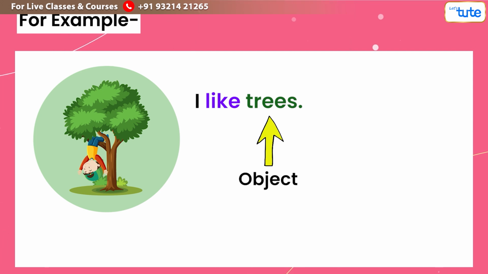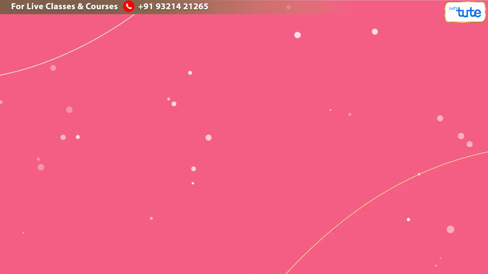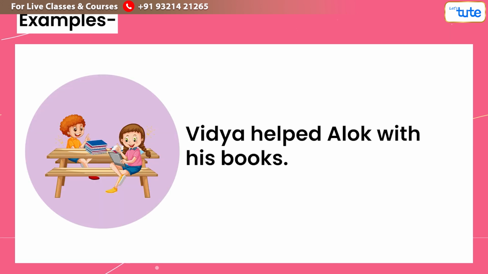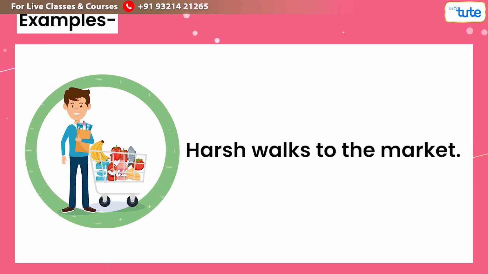As the subject likes the trees, when we are able to answer the question what, we automatically put in the object in the sentence. Now, if the sentence was simply written as I like, it would not make any sense to us. Here are more examples of transitive verbs. Vidya helped Alok with his books. I closed the door. Harsh walks to the market.